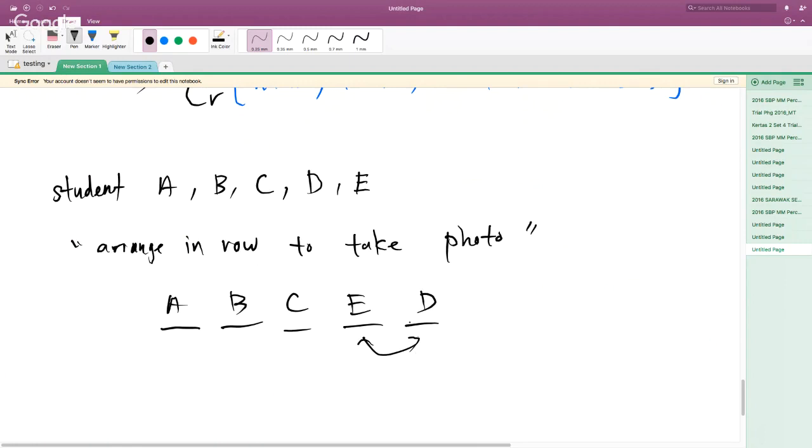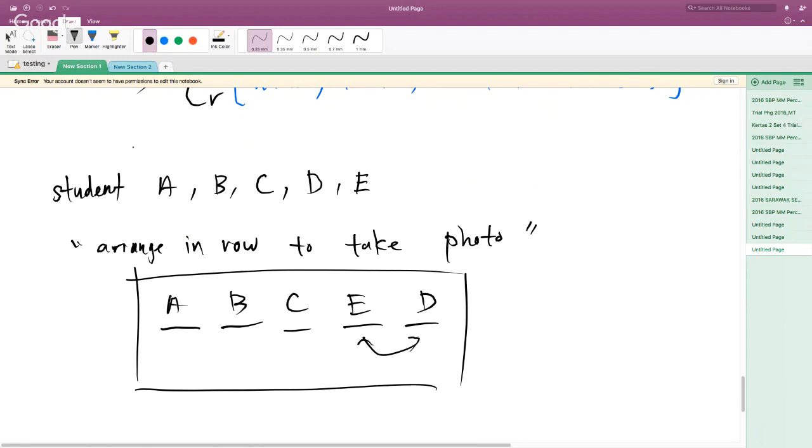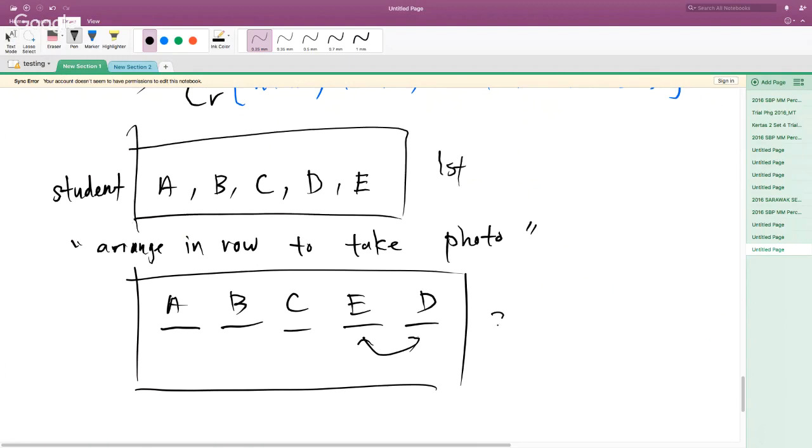If both E and D switch place, the first photo you see is A, B, C, D, E. The second photo you see is A, B, C, E, D. Both of these people swapped place. Definitely both of these photos are different photos. You won't say they are the same photo, right? So in this case, arrangement matters.